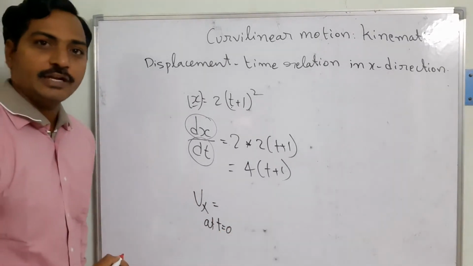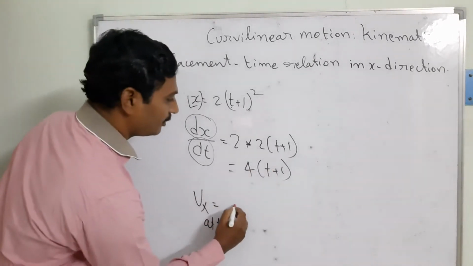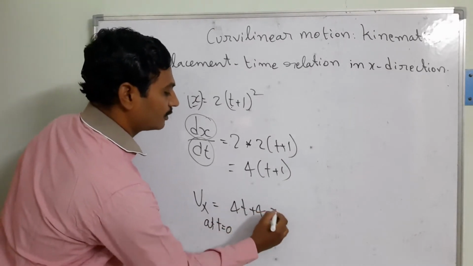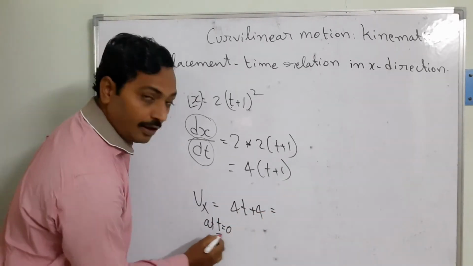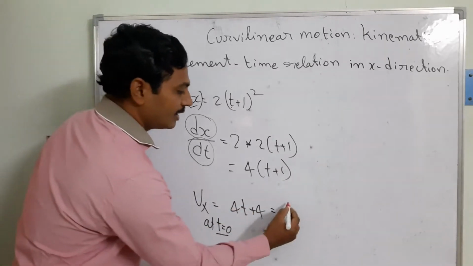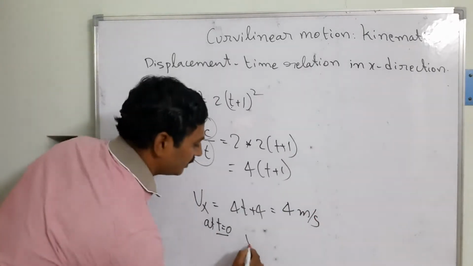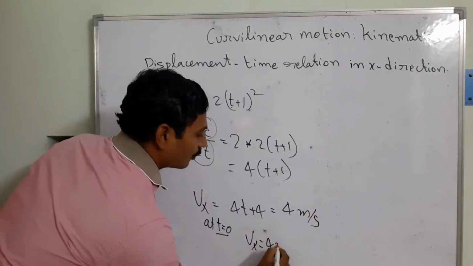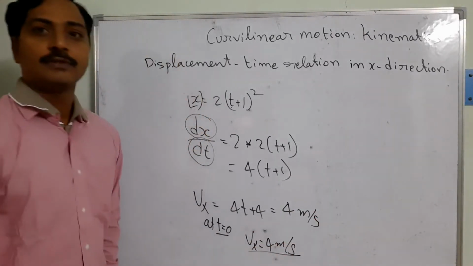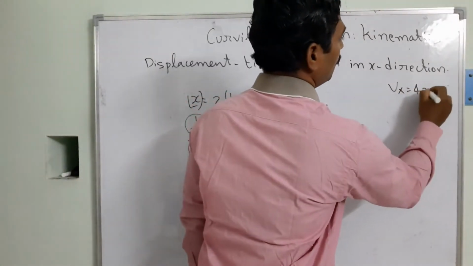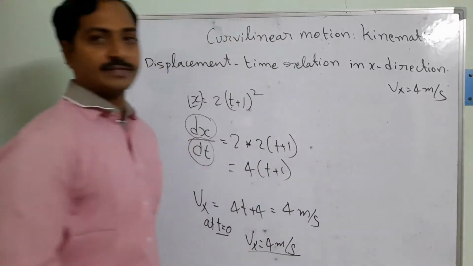So this is the condition we have. Then I am going to be multiplying this one, 4t + 4. If I substitute t in this equation, I get 4 meters per second. That means Vx is equal to 4 meters per second. Is it clear? So I am going to write this: Vx is equal to 4 meters per second, the finding.